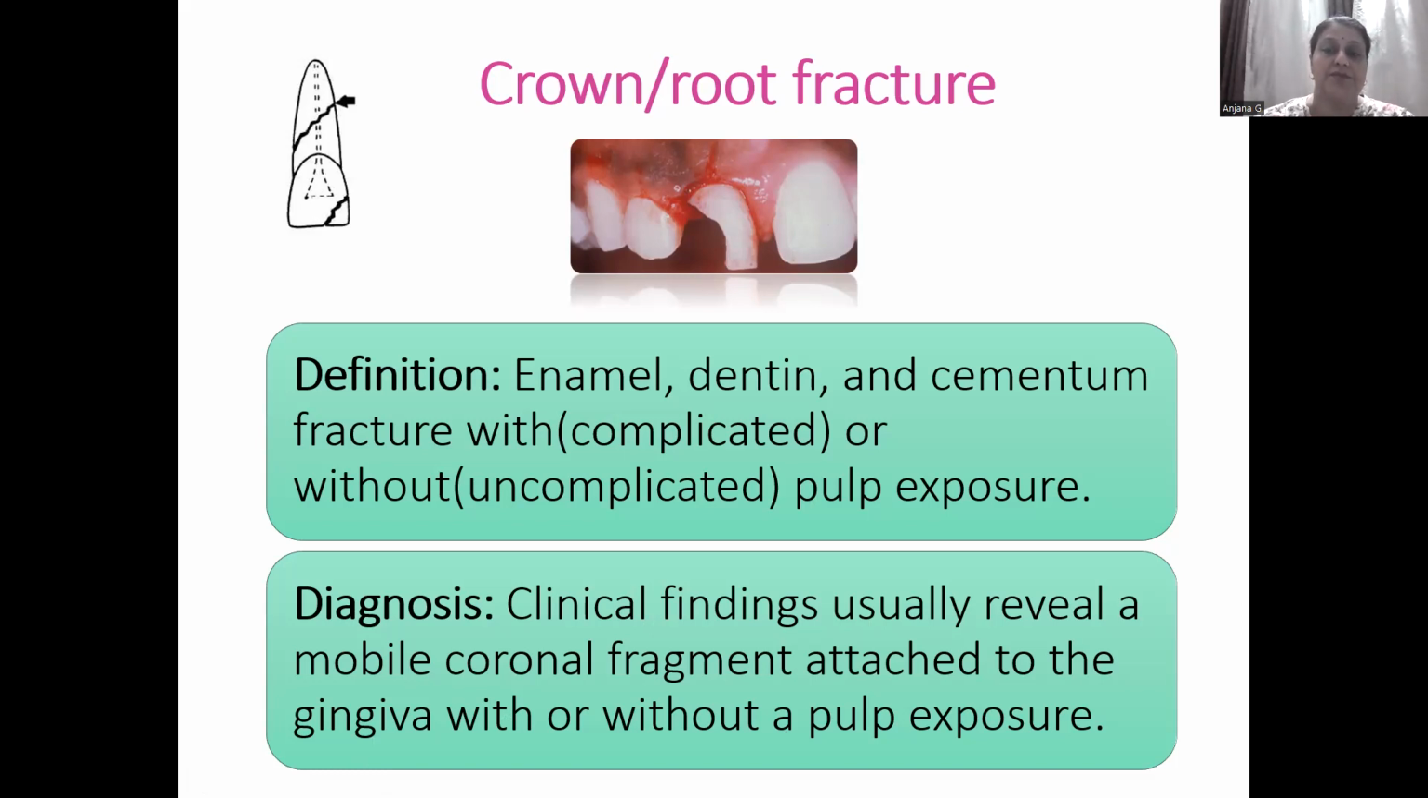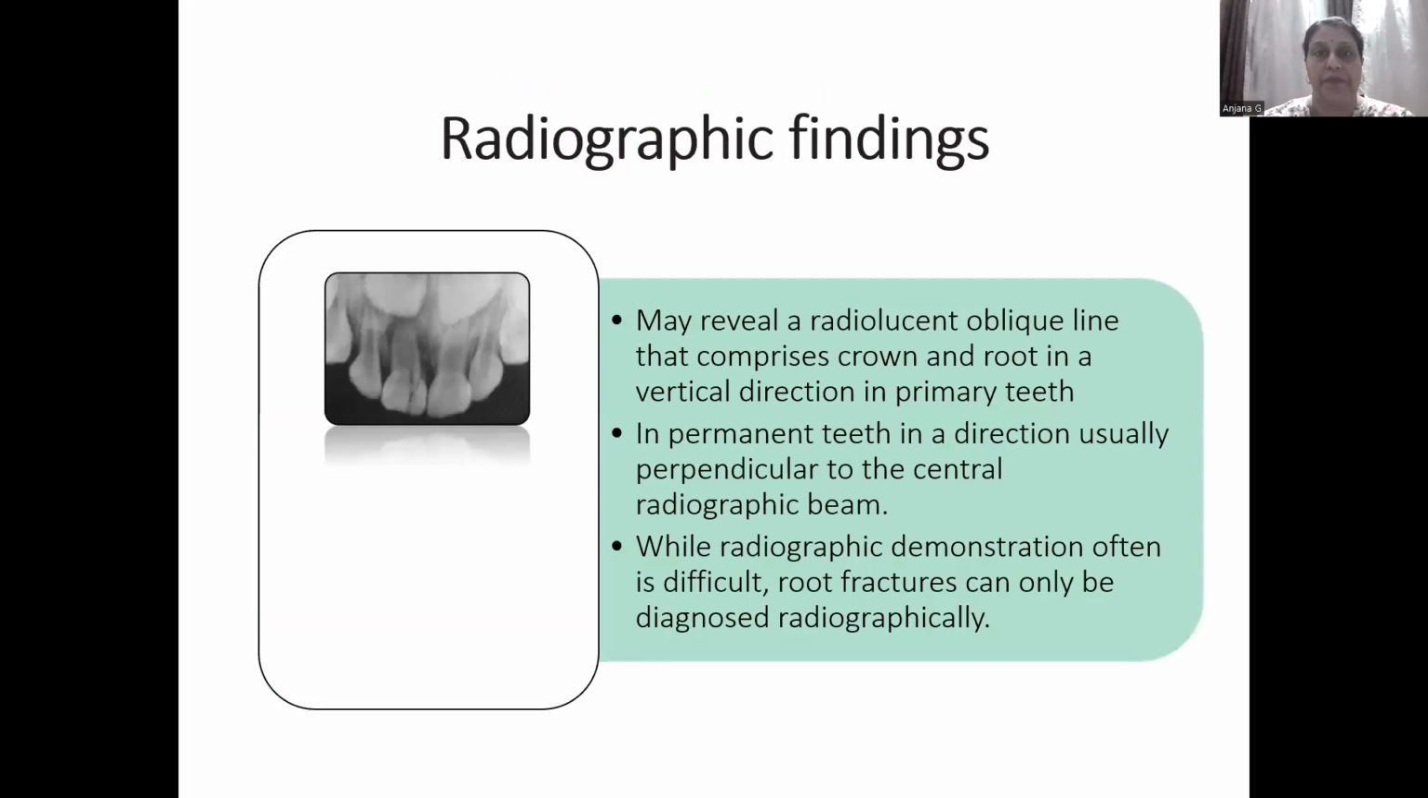Diagnosis: clinical findings usually reveal a mobile coronal fragment attached to the gingiva with or without pulp exposure. That is, the coronal fragment can be mobile and it can be a root fracture. Sometimes if the tooth is mobile, you think that there is luxation injury, but it might be a root fracture. So always be guarded. Take an X-ray before you decide whether it's a root fracture or a luxation injury. So clinical findings reveal a mobile coronal fragment attached to the gingiva with or without pulp exposure.